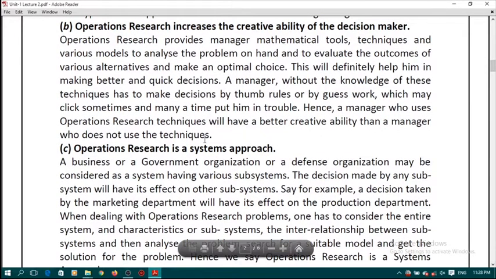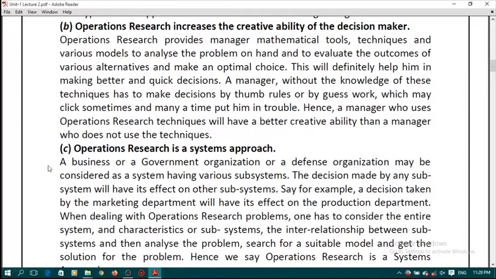The next is, operation research increases the creative ability of the decision maker. Operation research provides managers mathematical tools, techniques, and various models to analyze the problem on hand and to evaluate the outcomes of various alternatives and make an optimal choice. This will definitely help him in making better and quick decisions. A manager without the knowledge of these techniques has to make decisions by thumb rules or by guesswork, which may click sometimes and many a time put him in trouble. Hence, a manager who uses operation research techniques will have a better creative ability than a manager who doesn't use the techniques.